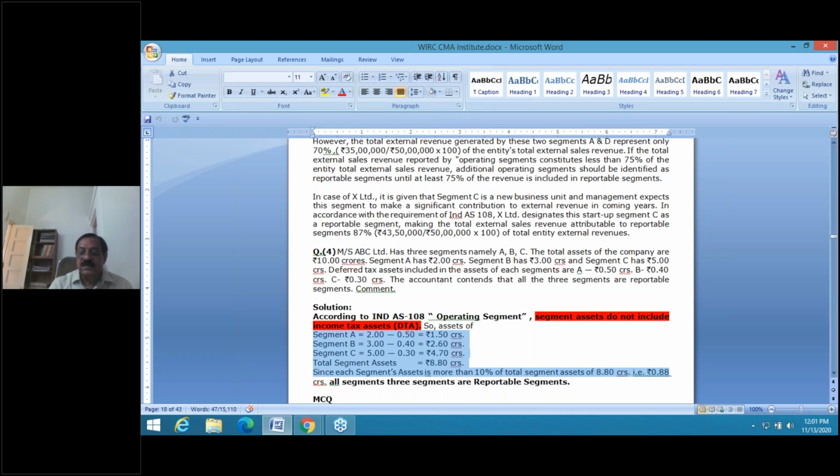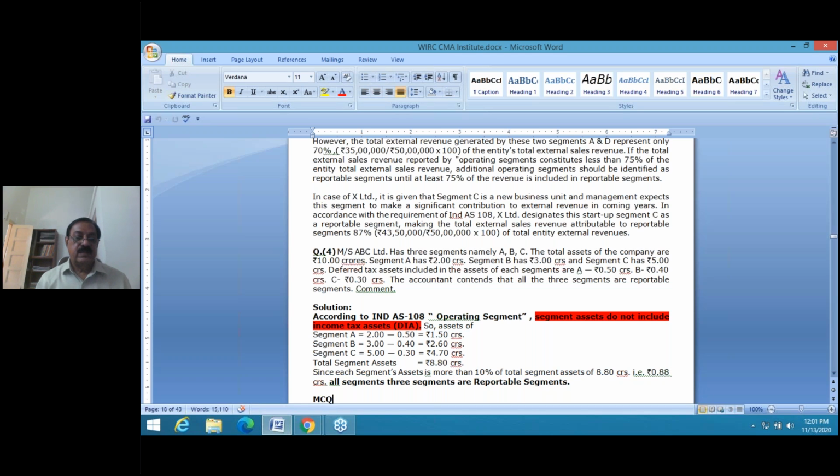So all three are reportable segments. But remember, after excluding DTA, one may be skipped from reportable. So you have to check. You compare assets after deducting your tax assets.